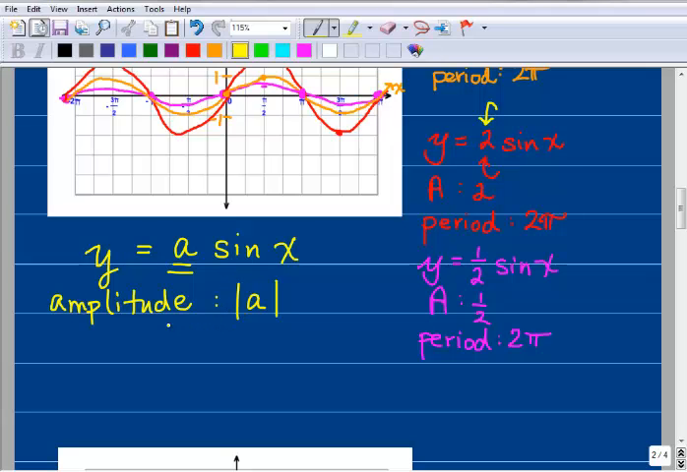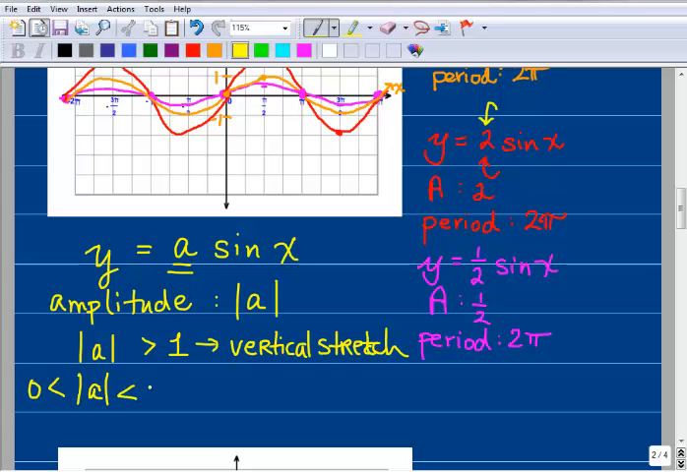All right. And if the absolute value of a is greater than 1, we know that we're going to vertically stretch the graph. And if the absolute value of a is between 0 and 1, we're vertically compressing the graph.